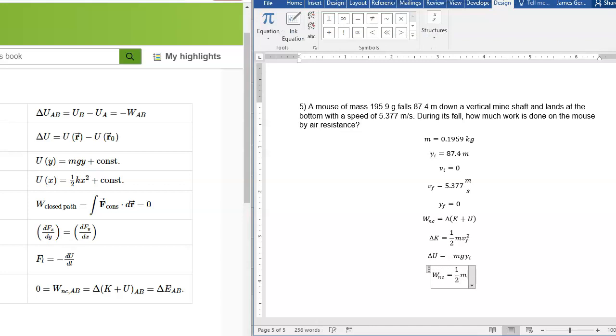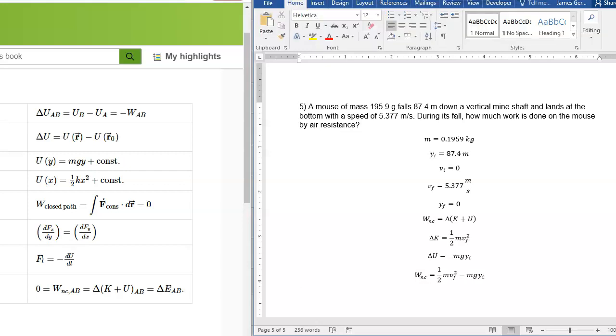is just this expression, minus m g y initial. And that's it. That's the work done by air resistance as the mouse falls from the top of the shaft to the bottom of the shaft. And that's it for this final problem.